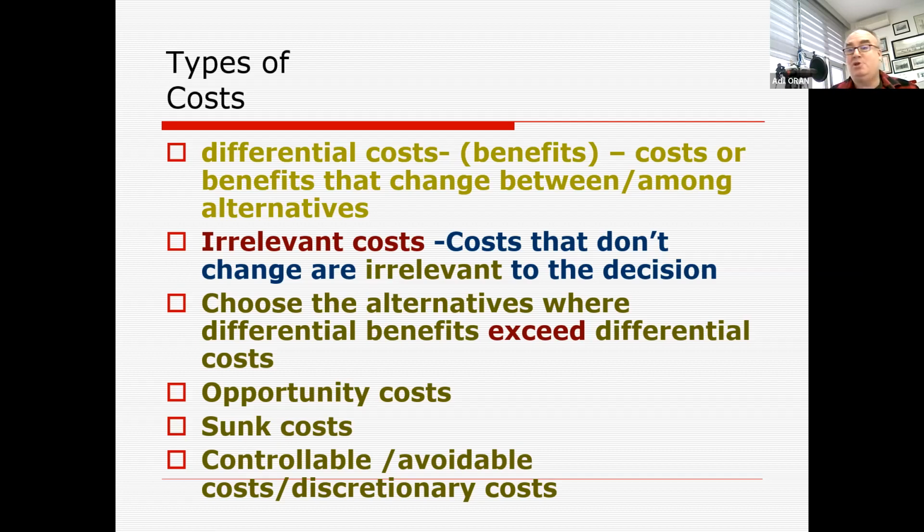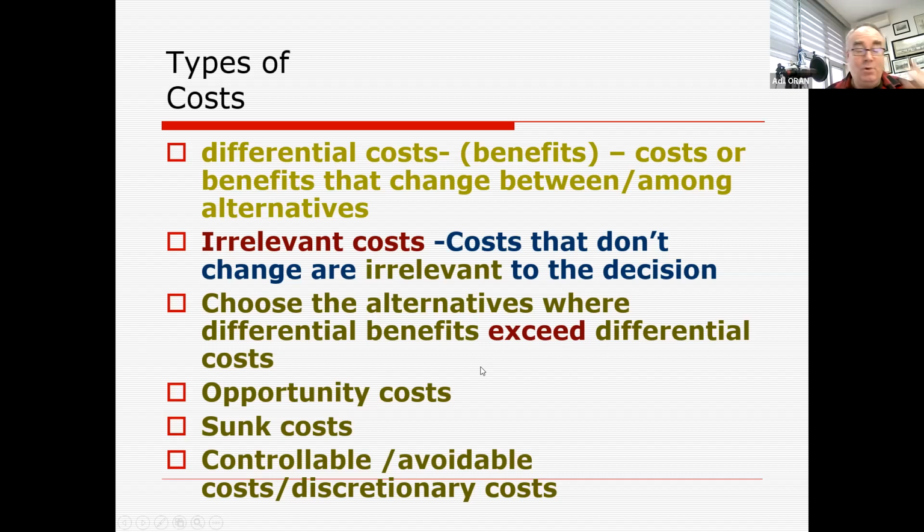So we should understand what should be the rational way to act. And when we catch ourselves doing something which is irrational, if we're able to see it and understand it, then perhaps we can prevent ourselves from doing that, or at least reduce the frequency at which we do it. That should allow us to improve our performance. So choose the alternatives where differential benefits exceed differential costs.